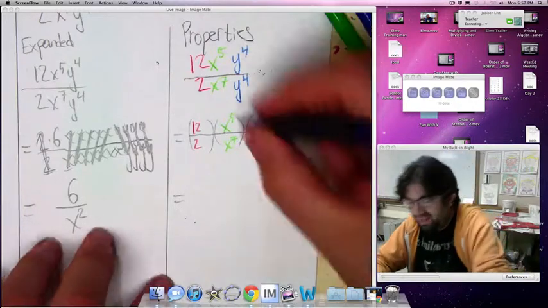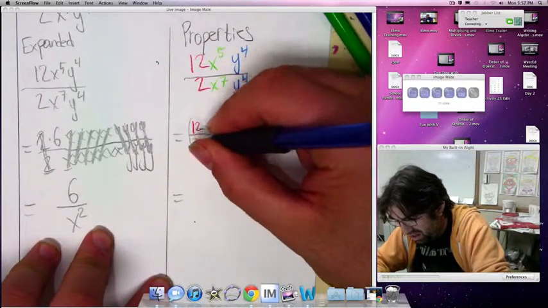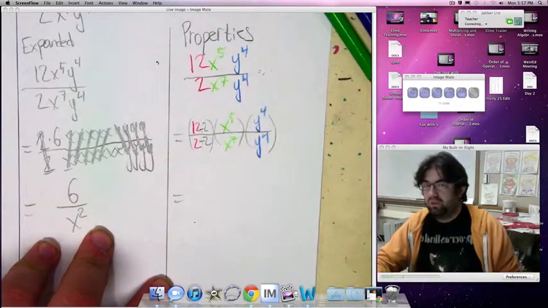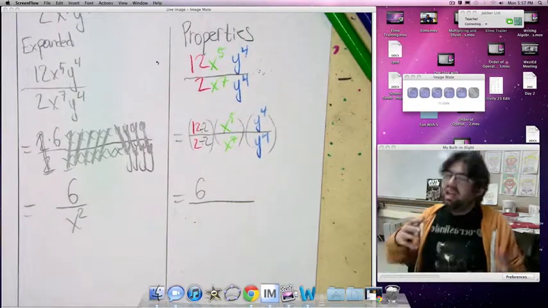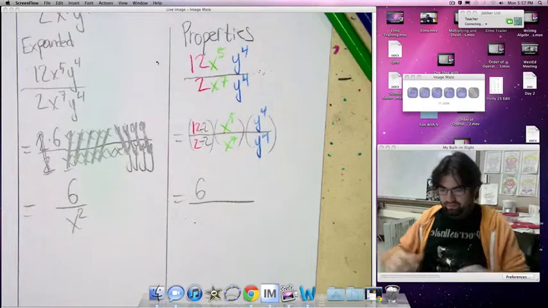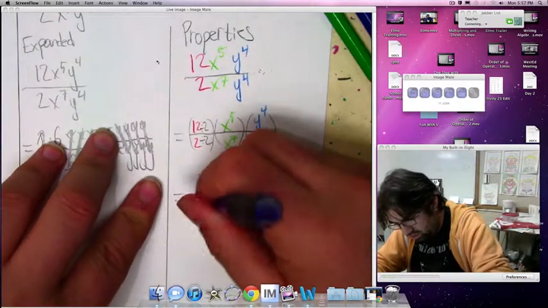12 and 2. I can divide the top and bottom by 2. I would simplify by 2. That's going to leave me with 6. And I'm just going to start putting my pieces together. Oh, I take that back. You didn't see that divide line.